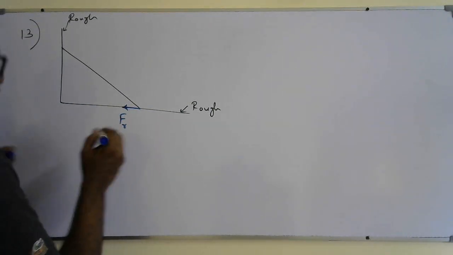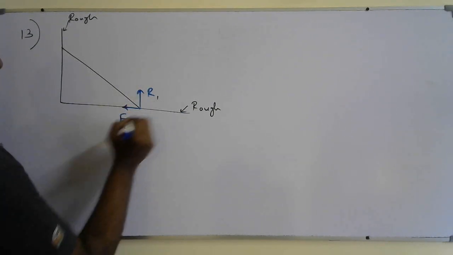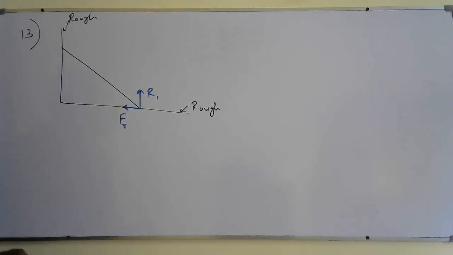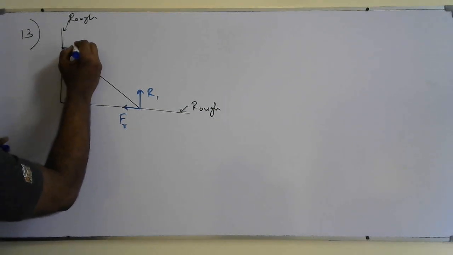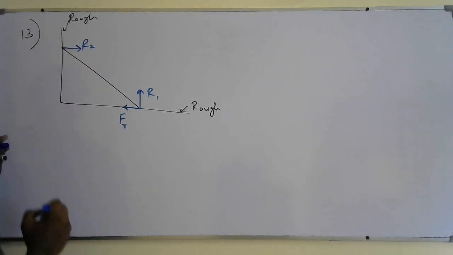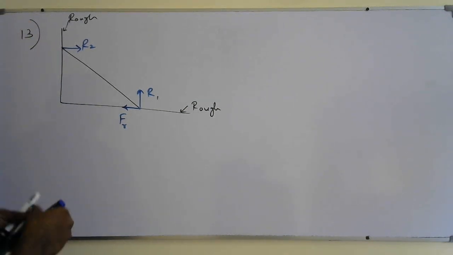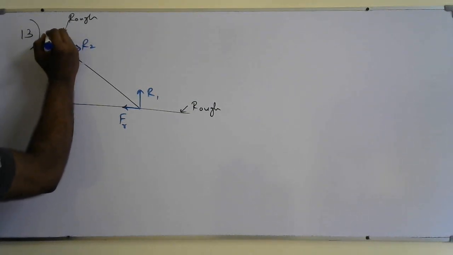There will be a normal reaction from the floor. Normal reaction, call it R1. This is friction, call it Fr. Then there will be a normal reaction from the wall, that let it be R2. And you know the rod is going to slip downward, so there will be a friction, that is Fr, in the upward direction.